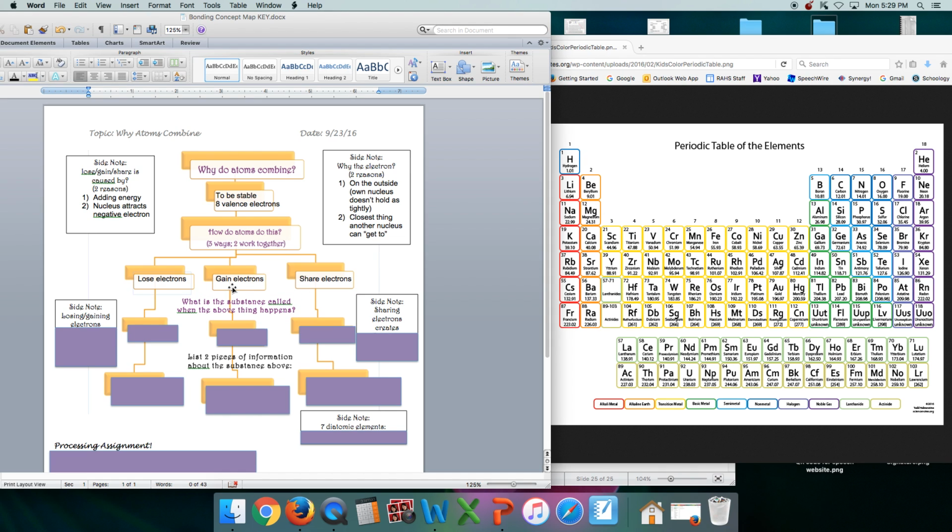All right, let's focus on losing and gaining here. So losing electrons creates what's known as a cation, and that's because it's getting rid of something negative, so it's positive, and it's generally the metals on the periodic table that do this.